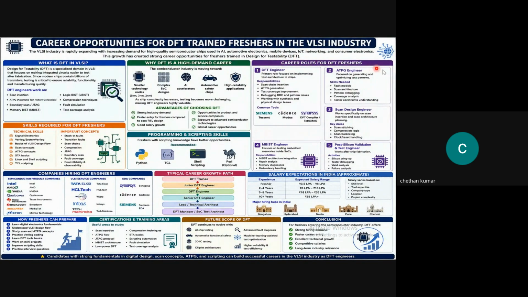And career opportunities for DFT freshers. If you look at the industry, there are a lot of roles we can play. As a fresher, you may start your career as an ATPG engineer. ATPG and simulations is the skill set they give to freshers. Later on, you can also move to scan, then MBIST, and then the chip level.